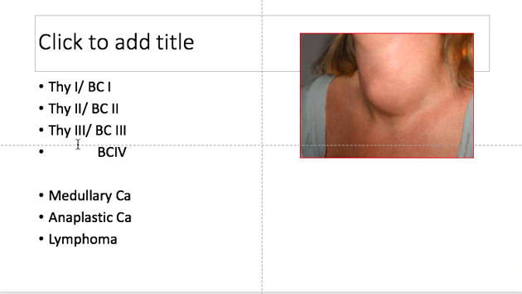Then Thy 3. Now here only these two systems start changing. 1 and 2 are both the same. Now Thy 3, the previous classification says the pathologist cannot rule out a follicular carcinoma. There is no confirmation of the diagnosis, it says it may be, may not be. So there again we have to do a thyroid lobectomy and look at the histopathology, and if it comes as a follicular carcinoma, you have to do a total thyroidectomy.